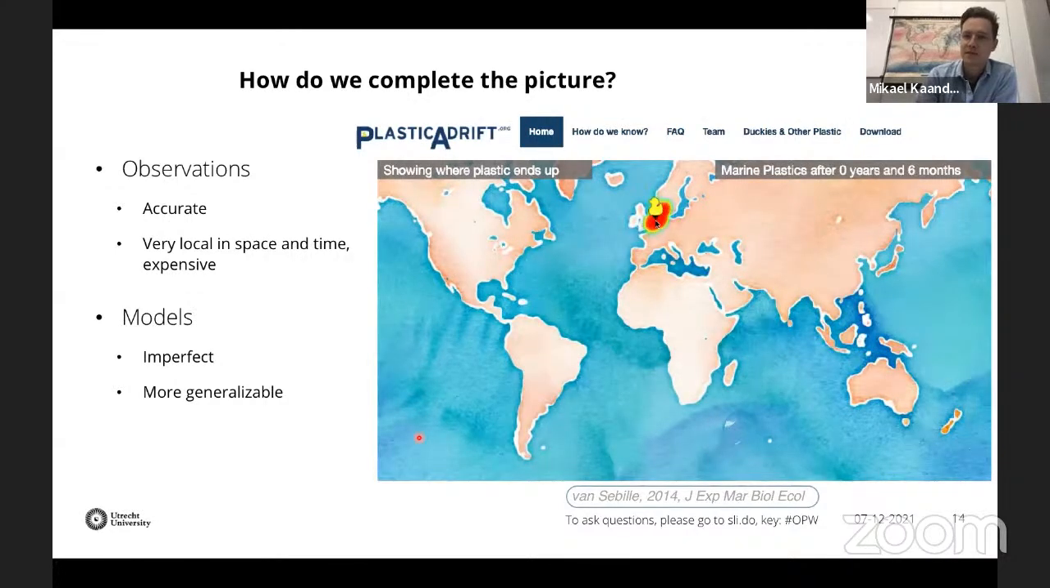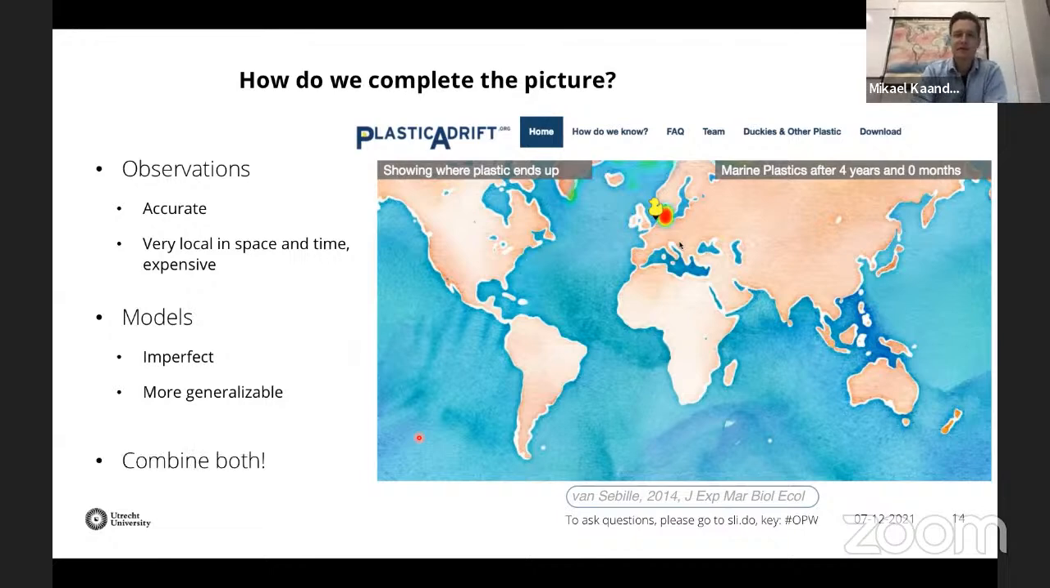So in this case, we picked the Netherlands to see what would happen with our plastics over here. And there you see that we expect a lot of these plastics to go towards the north, towards the Arctic. I think this nicely illustrates the generalizability of these models. So we can basically pick any location on the globe. And as long as we know something about the ocean currents, we can try to make predictions.